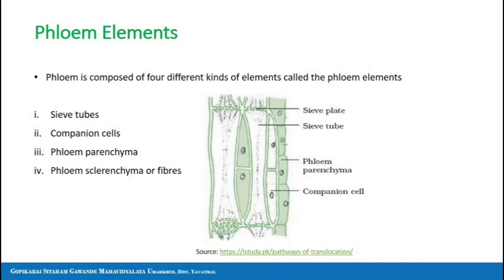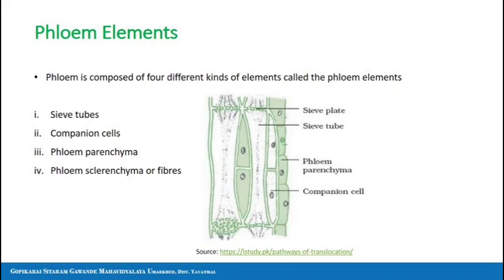And the next element is the companion cells. These companion cells are elongated thin wall cells in association with the sieve tubes, and these cells are known as the companion cells. The companion cells contain vacuolated protoplasm and an elongated nucleus. These cells help the sieve tube in the conduction of food material. So we can see here these companion cells are associated with these sieve tube cells, which helps them in transportation of food material.